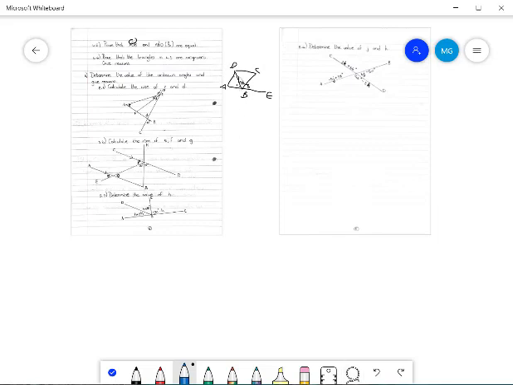So very important to remember with isosceles triangles, the angles that are opposite these equal lines. So basically, the angle opposite this line will be this angle, and the angle opposite this line will be that angle, are equal.